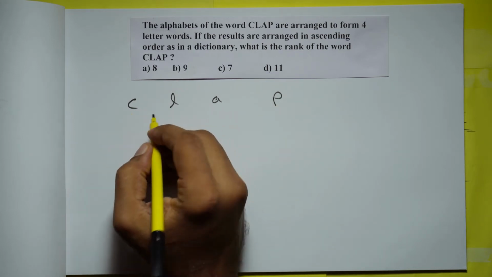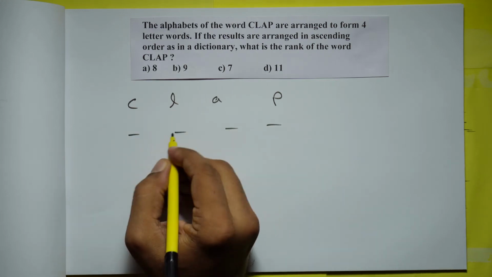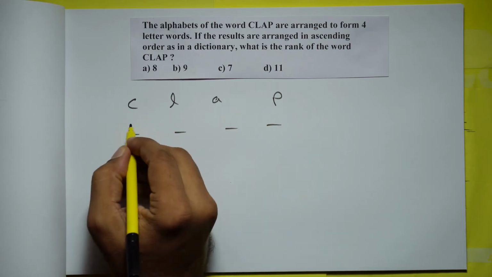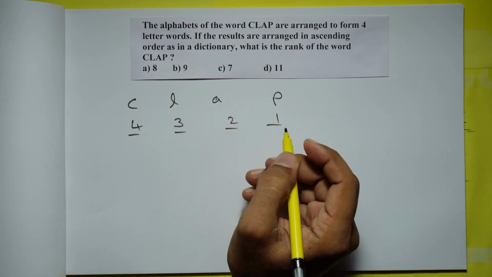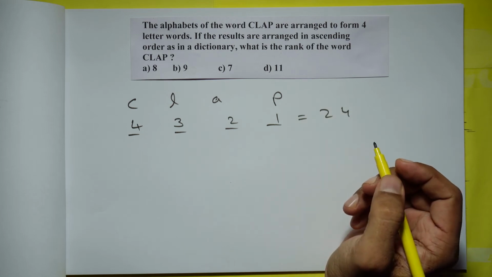Now let us find out the total number of words that are possible. These 4 blanks are to be filled. This can be C, L, A or P. So this blank can be filled in 4 ways. Remaining 3, remaining 2, remaining 1. So 4 into 3 into 2 into 1, 24 words are possible.